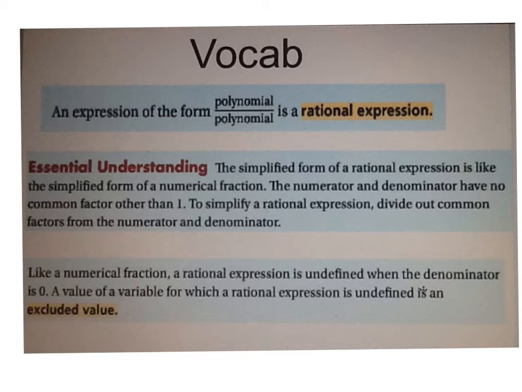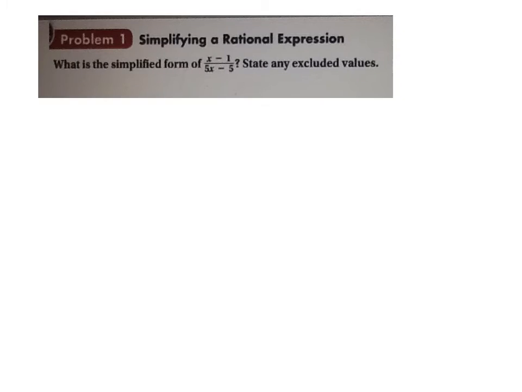Like a numerical fraction, a rational expression is undefined when the denominator is 0, because remember, you can't divide by 0. So a value of a variable for which a rational expression is undefined is what we're going to call an excluded value. Okay, we've used that term before. It looked a little different before. You have to always be checking for said excluded values, which you will see when we go over our example problems. So here is our example.